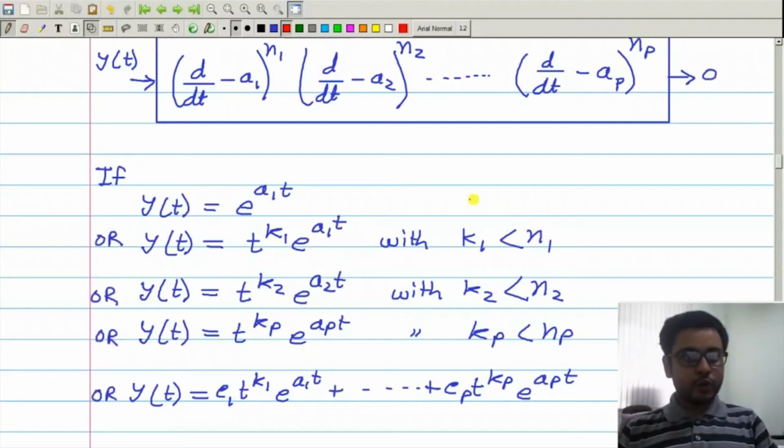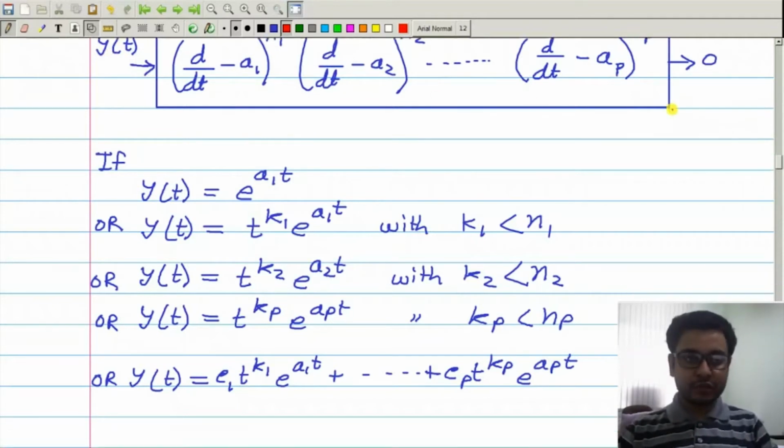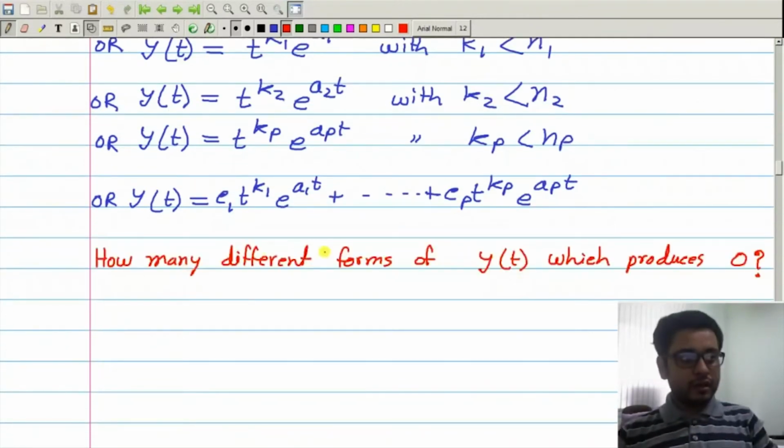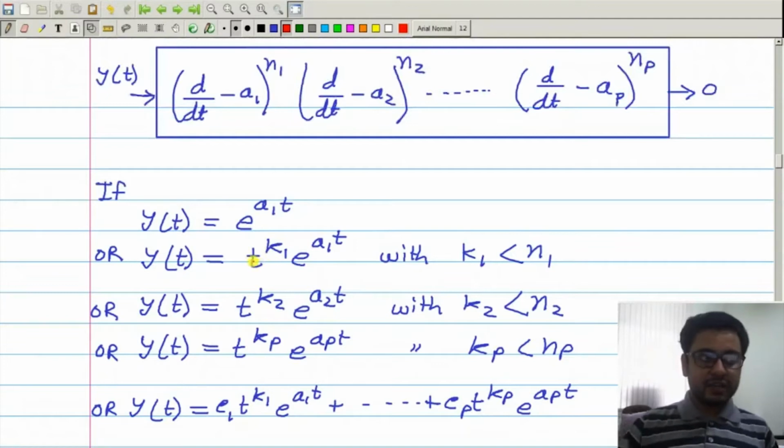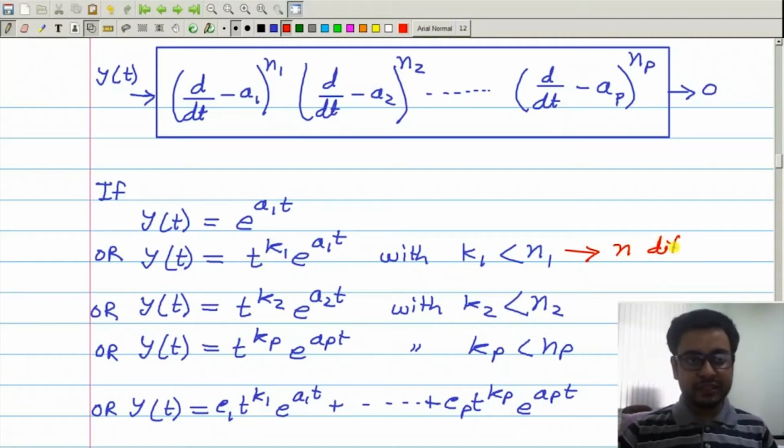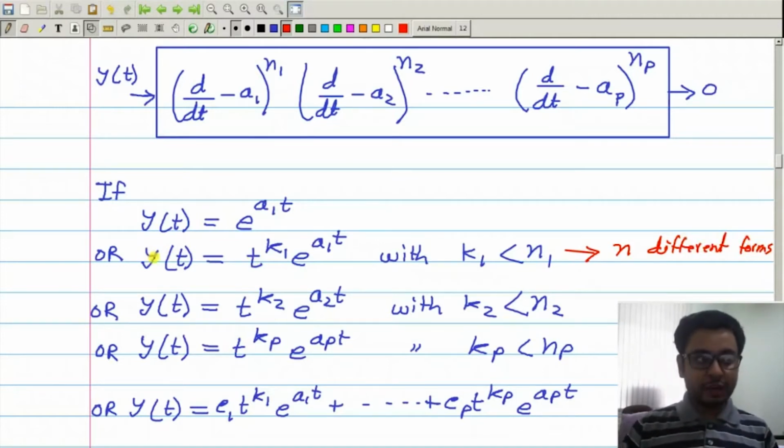Okay, so now how many different forms of y can you have which will result in 0? Let us count that. Here you can choose any number for k1 less than n1. So that means you can choose k1 equal to 0, 1, 2 up to n1 minus 1. So you have n1 different choices or forms for the signal y which results in 0.